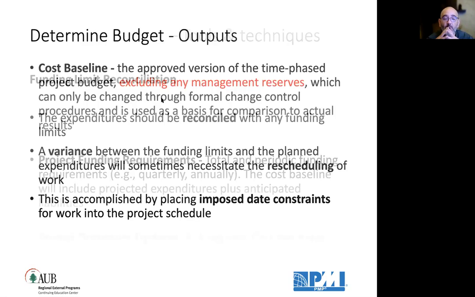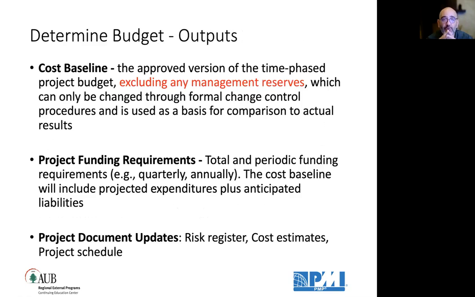The output is generally the cost baseline, which is the approved version of the time-phased project budget, excluding management reserve, which can only be changed through formal change control procedure and is used as the basis of our variance analysis later on. Then come the project funding requirements, the total and the periodic funding requirements, quarterly, annually, weekly, monthly. The cost baseline will include projected expenditures plus anticipated liabilities.